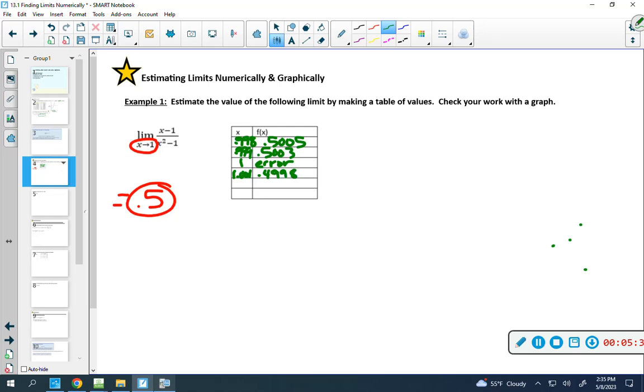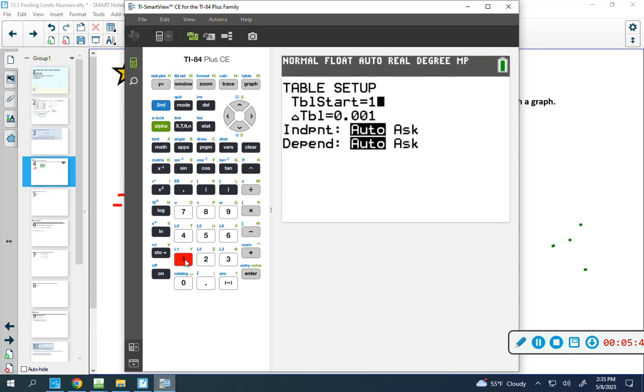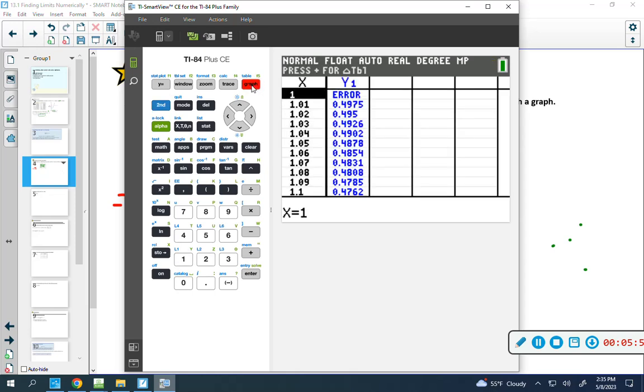Now again, the 3 decimal places on the left is a little tough to fit on the table. If you wanted to do 2 decimal places, in your table setup, I'm going to start it so it hits back at 1, but I'm going to change this to 0.01. And there you can see it's doing it by 1 decimal place. Now, is there a hard and fast rule on how many decimal places you need? No. I like to do 3 because I find it a little bit more accurate than 2.